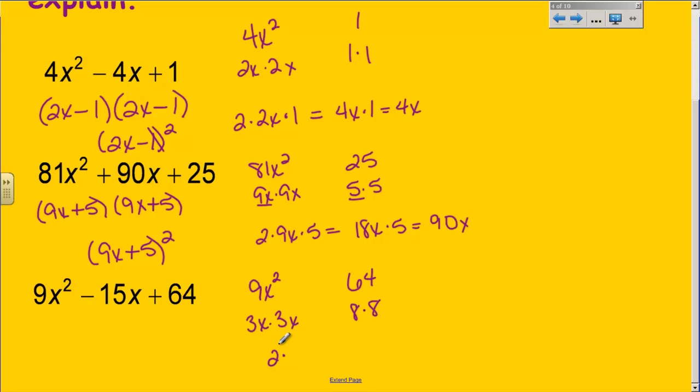So I have to do 2 times 3x times 8. Well, 2 times 3x is 6x, and 6x times 8 is 48x. This is not the number that is in the middle here. This 48x is not what I see. So this is not a perfect square.